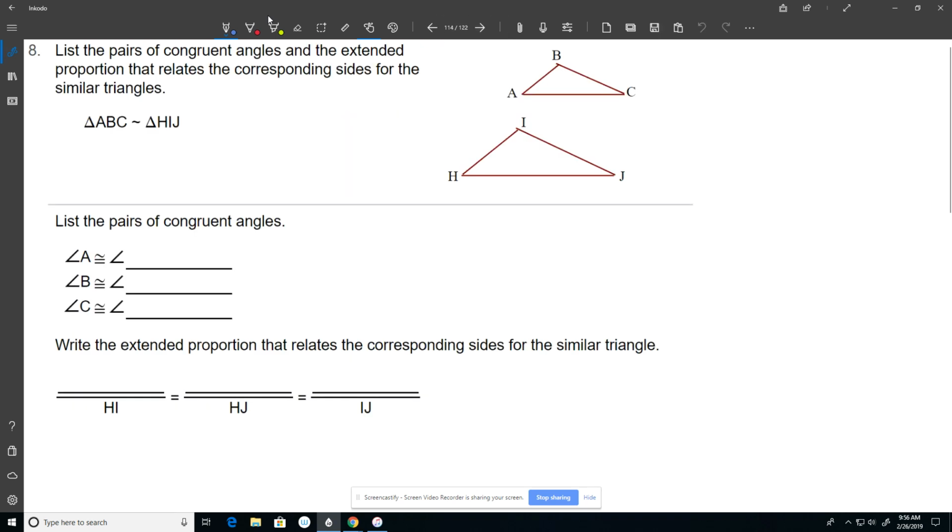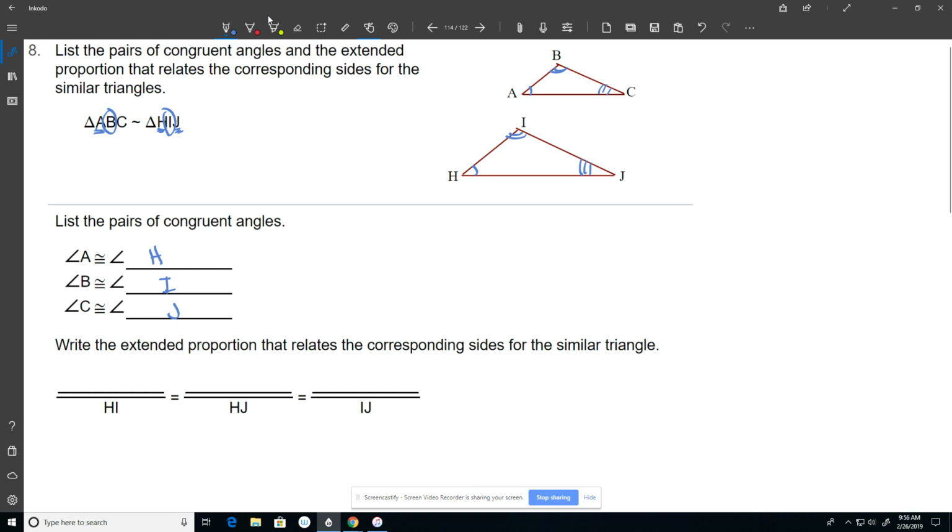Number 8, list the pair of congruent angles and fill in the extended proportion. Looking at this picture, it says that these two triangles are similar. ABC is similar to HIJ. So which angles are congruent? Angle A is in the same place as angle H. Angle B is in the same place as angle I. And angle C is in the same place as J. So that means that A and H are the same, I and B, and C and J are congruent.